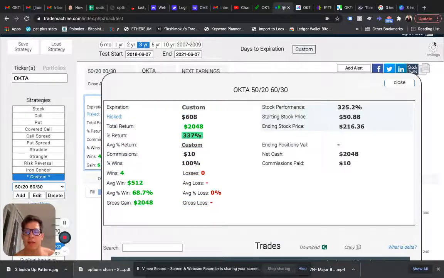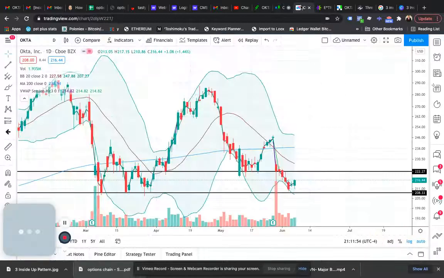Okay, so I really like this. If anything, I only bought 1 contract of this. I might add to this if it drops a little bit tomorrow.